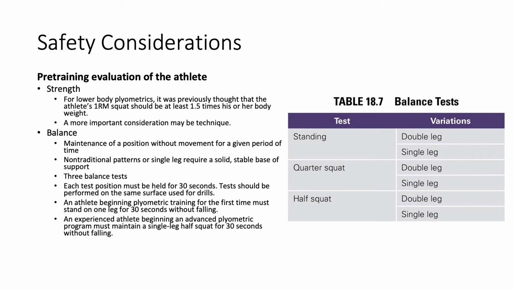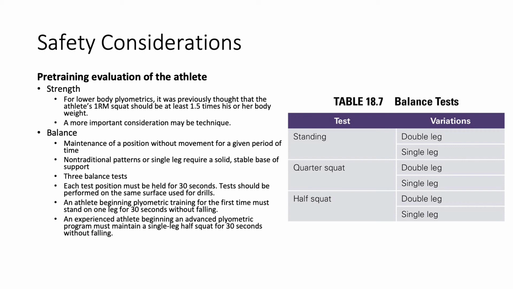Each test position must be held for 30 seconds, and the test should be performed on the same surface used for the drills. An athlete beginning plyometric training for the first time must stand on one leg for 30 seconds without falling. An experienced athlete beginning an advanced plyometric training program must maintain a single leg half squat for 30 seconds without falling.